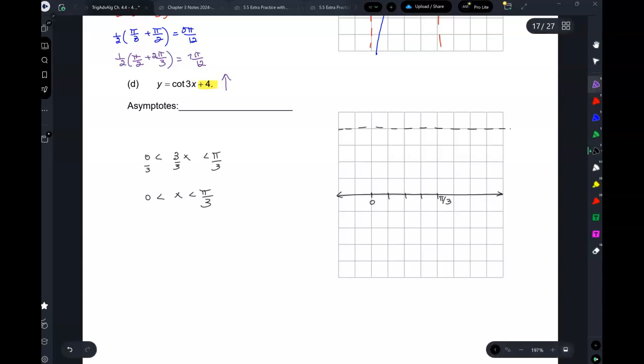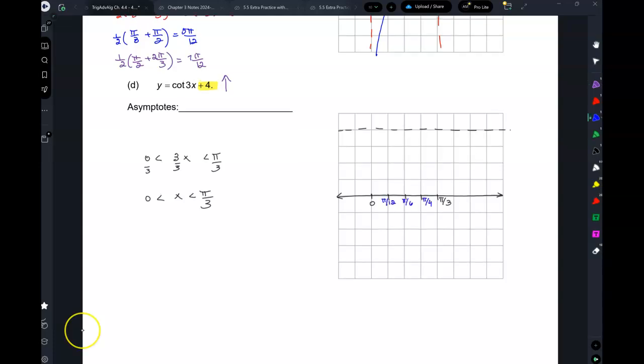Okay, so now take a minute and label the additional 3 points here. You ready? I'm going to give you a minute. On your mark, get set, go. So the points are going to be pi over 12, pi over 6, pi over 4.